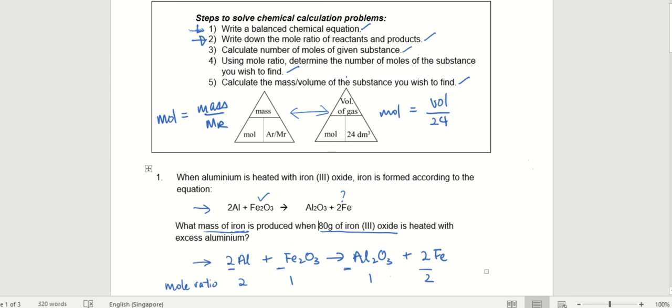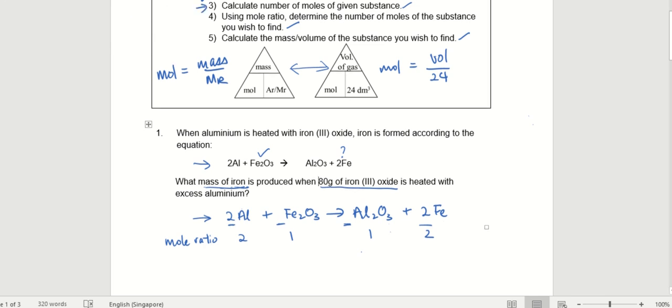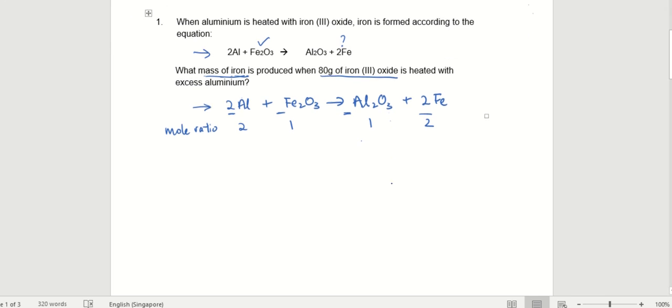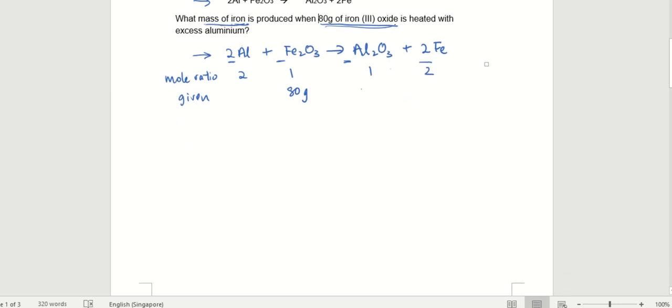We have written down the equation and we've written down the mole ratio. Now we calculate the moles of the substance given. So what are we given? We are given the mass of the iron trioxide. So we write down what is given: 80 grams of iron trioxide. Now we calculate the number of moles of the given substance, the moles of iron trioxide.